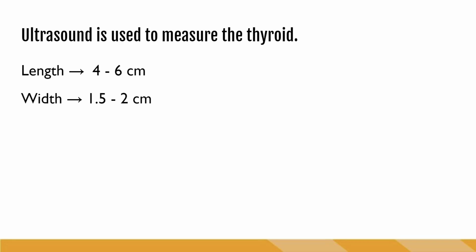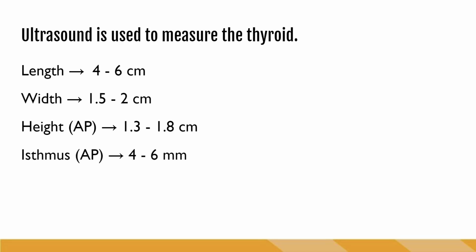The width typically ranges from 1.5 to 2 centimeters, and the height, or the AP measurement, is 1.3 to 1.8 centimeters. The isthmus typically also measures about 4 to 6 millimeters in the AP measurement, and when the isthmus measures 10 millimeters or greater, then we consider the thyroid to be enlarged, which is thyromegaly.